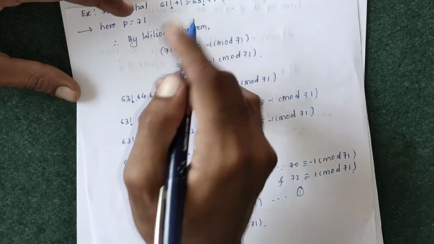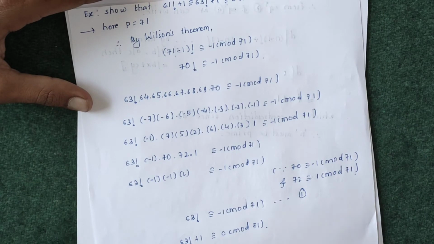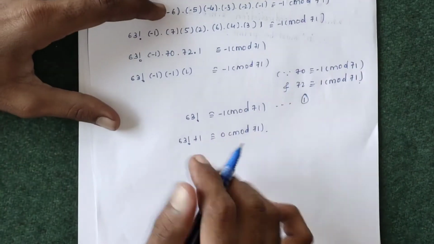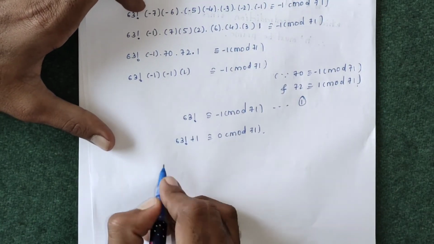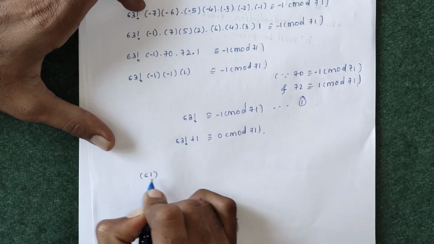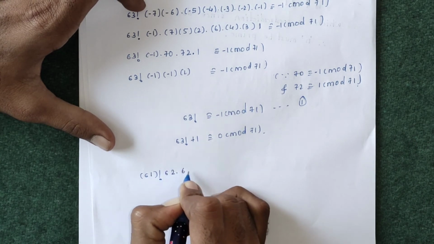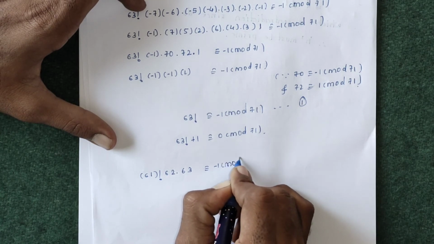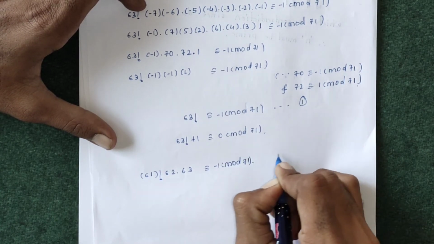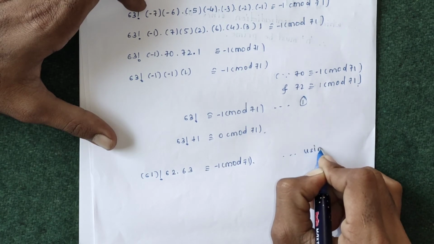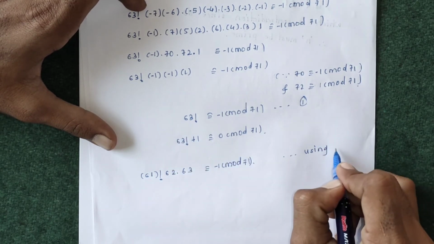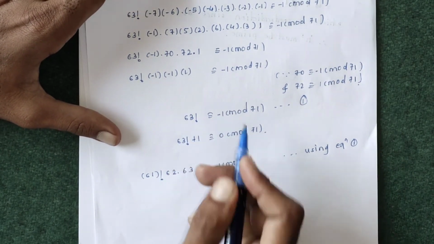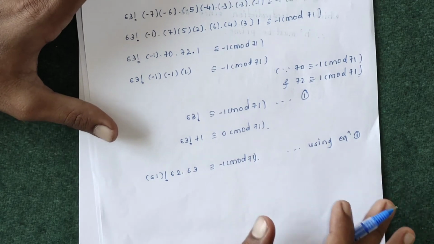Now to prove that 61 factorial plus 1 is congruent to 0 modulo 71, we have 63 factorial is congruent to minus 1 modulo 71. So we can write 63 factorial as 61 factorial into 62 into 63, which is congruent to minus 1 modulo 71, using equation number 1. Rearranging the left hand side of equation number 1, we can write this 61 factorial into 62 into 63 is congruent to minus 1 modulo 71.